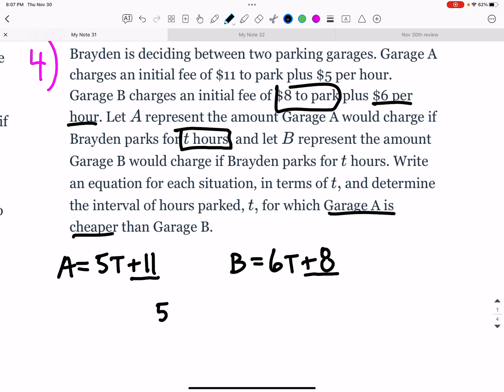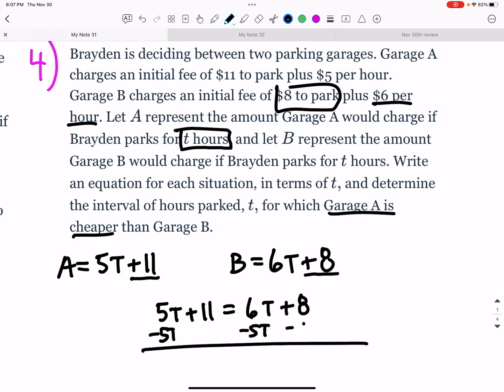We're trying to figure out when A is cheaper. 5T plus 11 equals 6T plus 8. Subtract 5T, and subtract 8, and T equals 3. So they're going to be equal at 3 hours. A is not cheaper now, but after 3 hours they will be the same, and after that A will be cheaper. So when T is more than 3 hours, A is going to be cheaper.